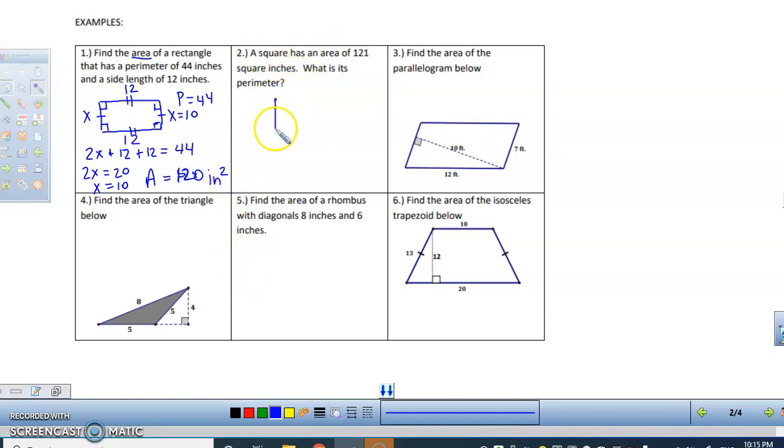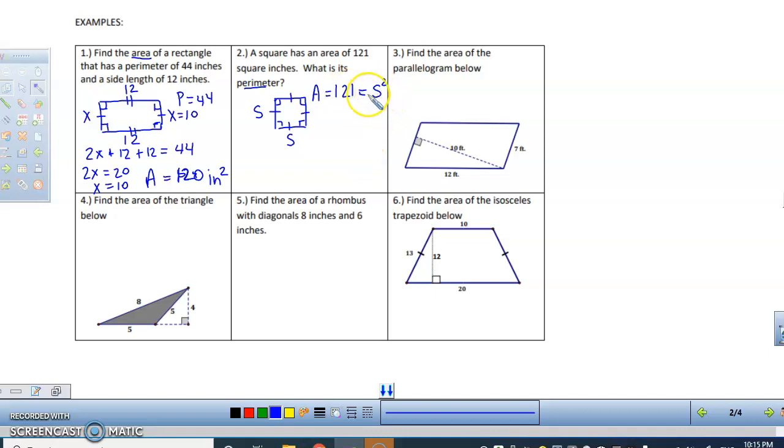Next one, I have a square. Draw that, put in all of the perpendiculars, and then mark my 4 sides congruent. The area is 121. So this time I know the area is 121, and I'm trying to figure out the perimeter. Well, I can use this area to work backwards to figure out the side lengths, because I know side times side is 121, or in other words, 121 equals s squared.